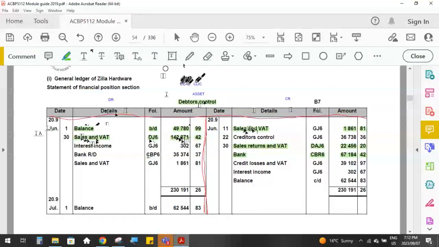Then in journal number 46, this was a balance transferred, and in this case we were crediting debtors control, and we are debiting creditors control. The third journal voucher is journal voucher 47, and in this one we are writing off a bad debt. So we are also reducing the total value of our debtors control. So credit debtors control and debit the expense account credit losses and VAT.